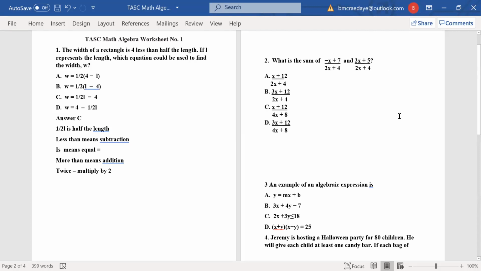You have the 2x plus 4 and 2x plus 4, which is the denominator, right? Yes, the denominators are the same. Now, let me just give you this.